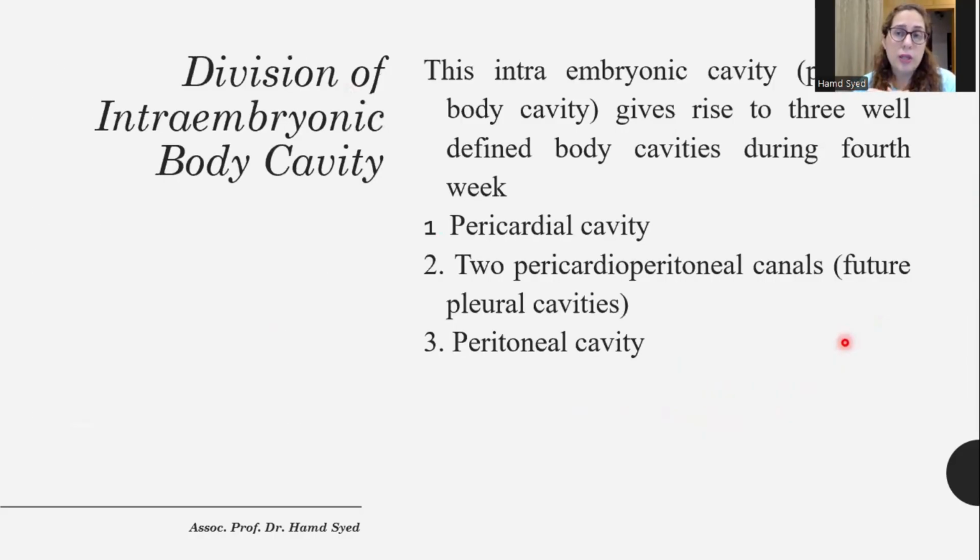Now, coming back to the intraembryonic cavity, which is the primitive body cavity, as I told you initially, it is going to form these cavities in the human being: the pericardial cavity, the two pleural cavities, and the peritoneal cavity. Pericardial cavity is the one surrounding the heart. The pleural cavities are surrounding the lungs, and they are in turn derived from the pericardio-peritoneal canals. We'll be talking about them in the next slides. And then you've got the peritoneal cavity, which is the abdominal cavity.